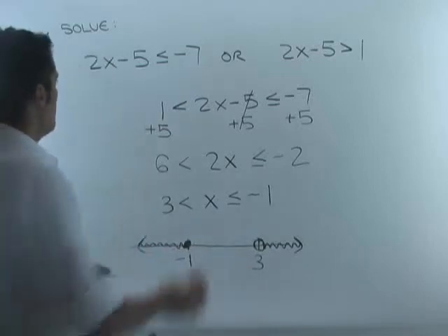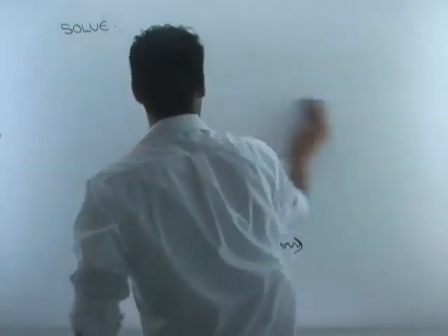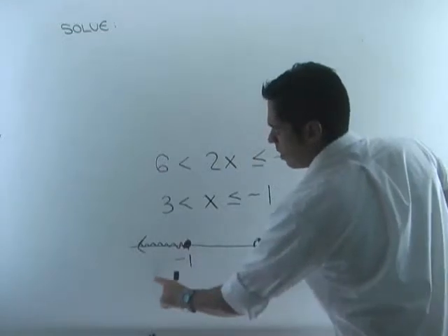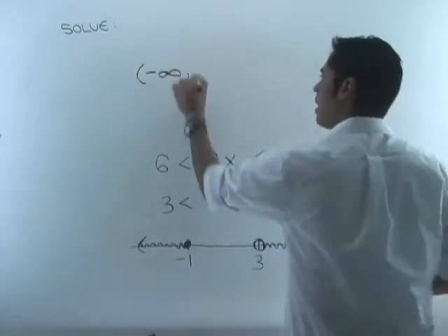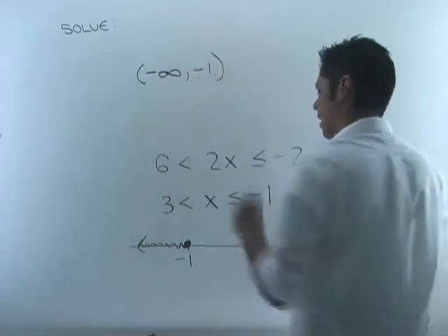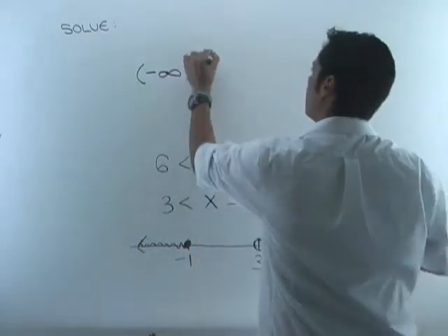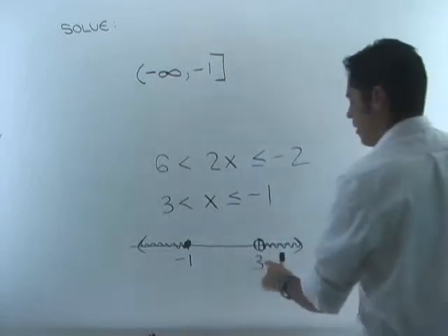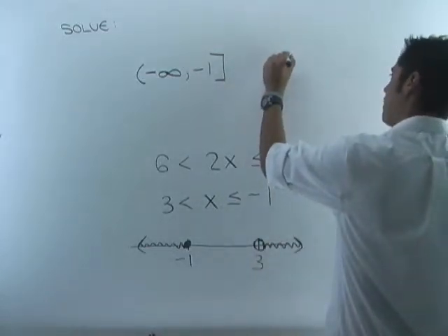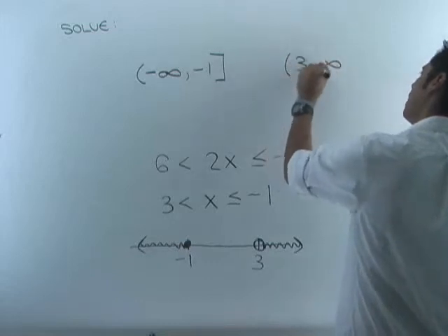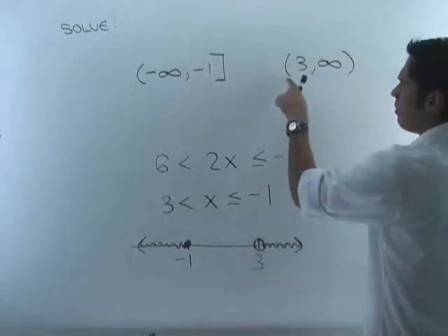Okay, now how do we write that in interval notation? Well, let me write this interval first. This means everything from negative infinity all the way up to negative 1. Yes, we do want to include negative 1, so a bracket. And then this set is everything from 3 on to infinity. We do not include 3, so I put a parenthesis.